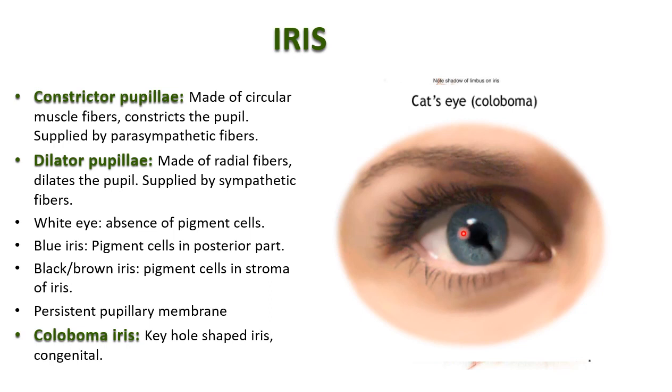This is because the rays of light that are reflected from the retina are refracted by the lens and then the cornea and go back to the source of the light itself. So a cleft in the iris is what you see as the coloboma iris.